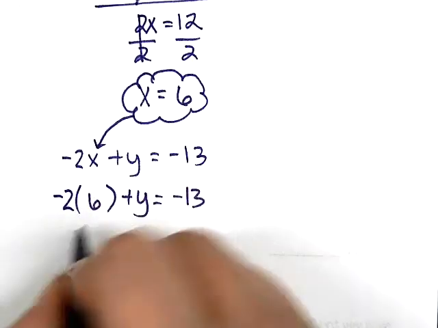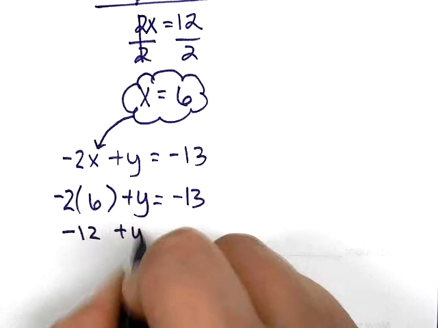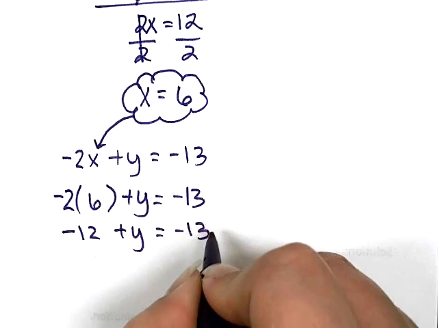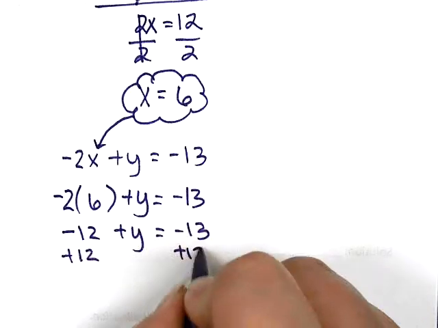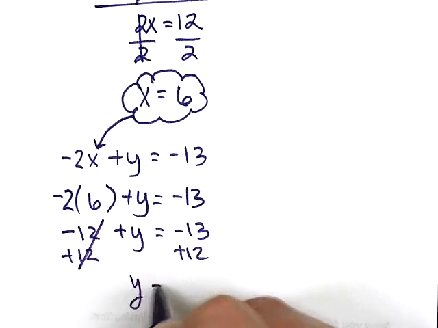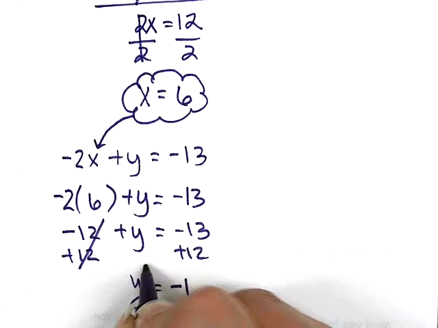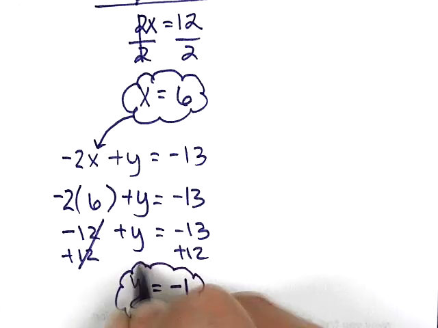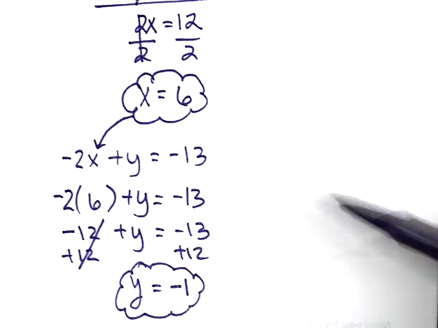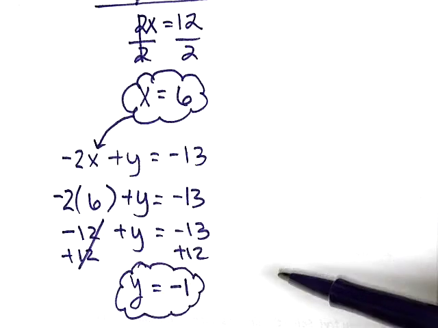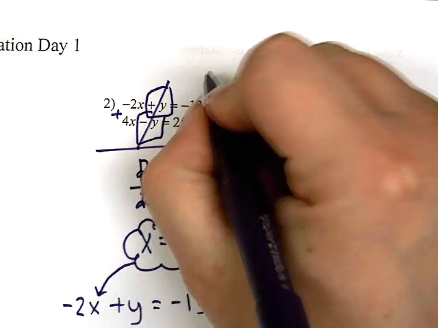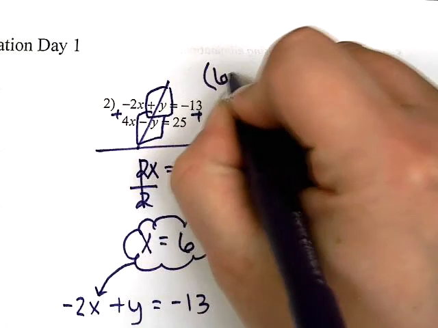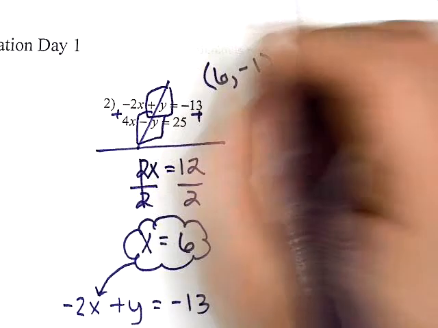Plus y equals negative 13. Negative 2 times 6 is negative 12, plus y equals negative 13. And then I'm going to add 12 to both sides. And I get y equals negative 1. All right, even if I plugged it into the other equation, I should still get negative 1. Once I find my solution, I'm going to come up to the top here and write my solution as an ordered pair. I got 6 for my x, and I got negative 1 for my y.